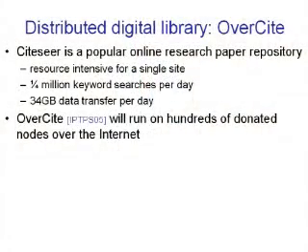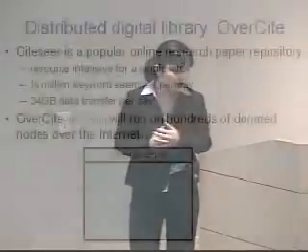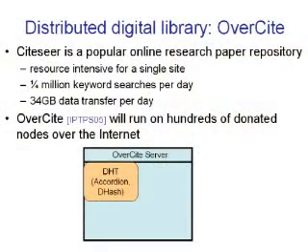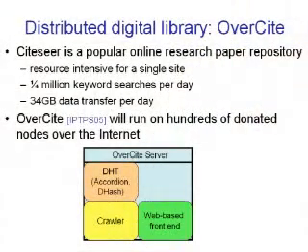So what we are doing right now is building a decentralized system that we call Oversight, which we envision running on hundreds of donated machines over the internet. The architecture of each server will have a DHT that consists of the Accordion lookup protocol and the storage maintenance layer of DHash. And of course, it's going to have a crawler, a web-based front end, and a distributed indexer that will help us do the keyword searches more effectively.